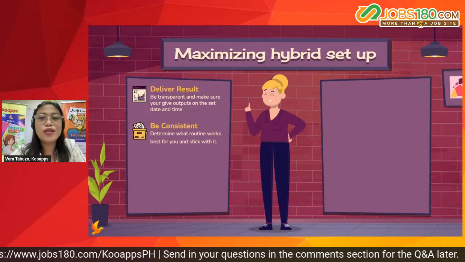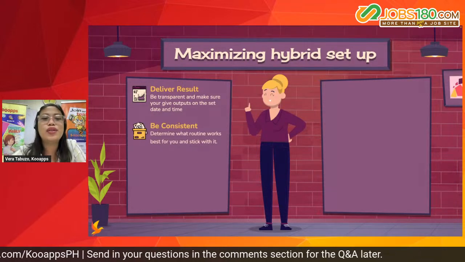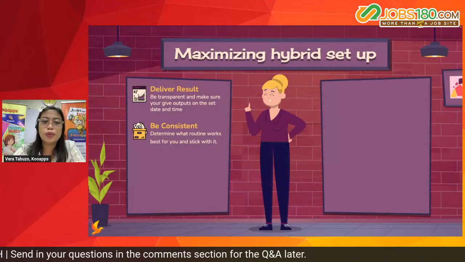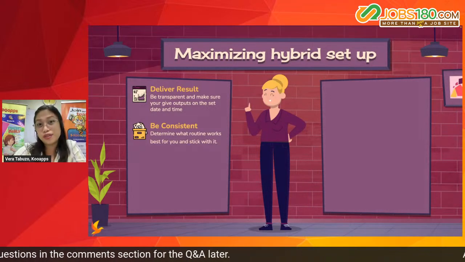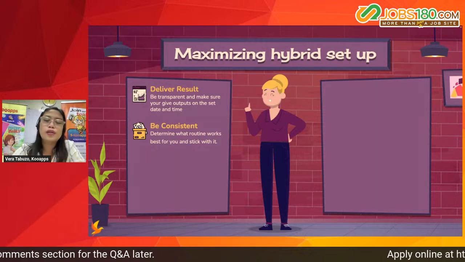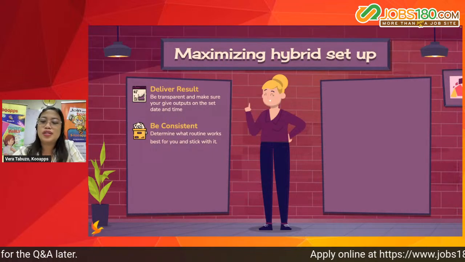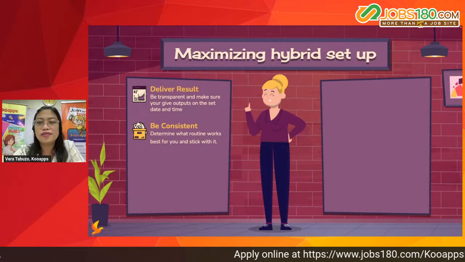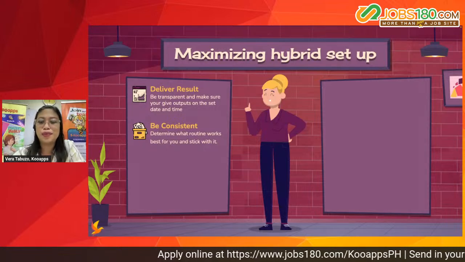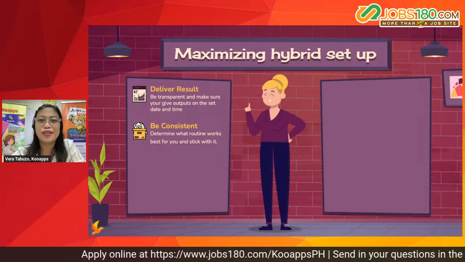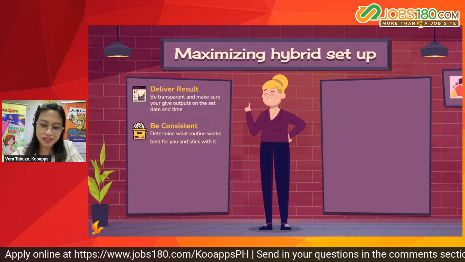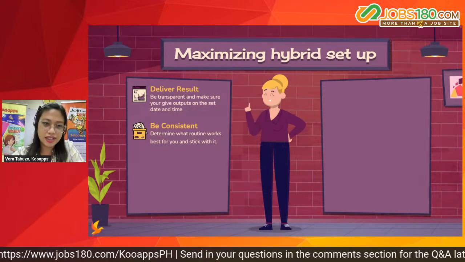And next one is you also have to be consistent. So you have to determine what routine works best for you and you have to stick with it. Other than that, you will be lost and you'll just be feeling like you're in a limbo. You don't know what you're doing and how to do things. Okay, so go with your routines.